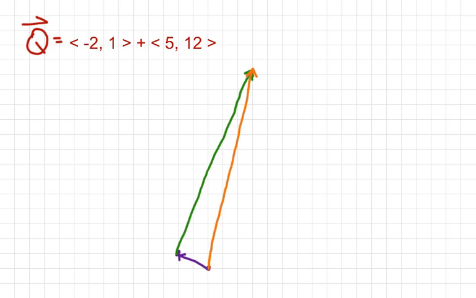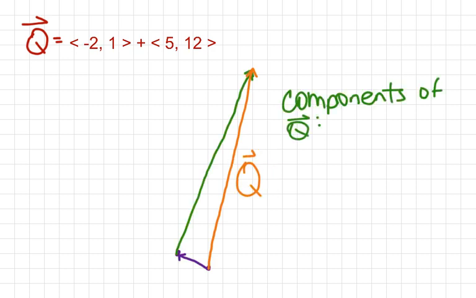That means that basically we don't need these other pieces. They don't really matter. I don't want you to erase them off your paper, but this is the vector that is vector q, because that's the sum of adding those other two vectors together. If I'm asking what are the components of vector q, we're going to start right here and end right here.